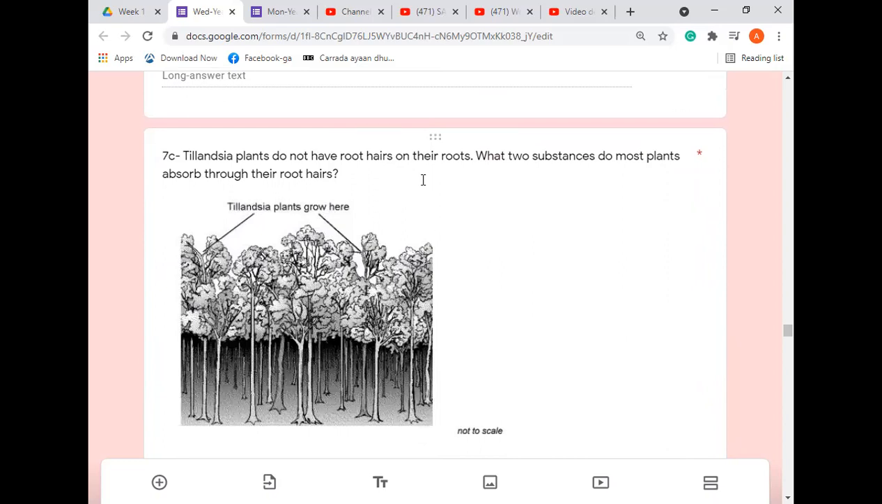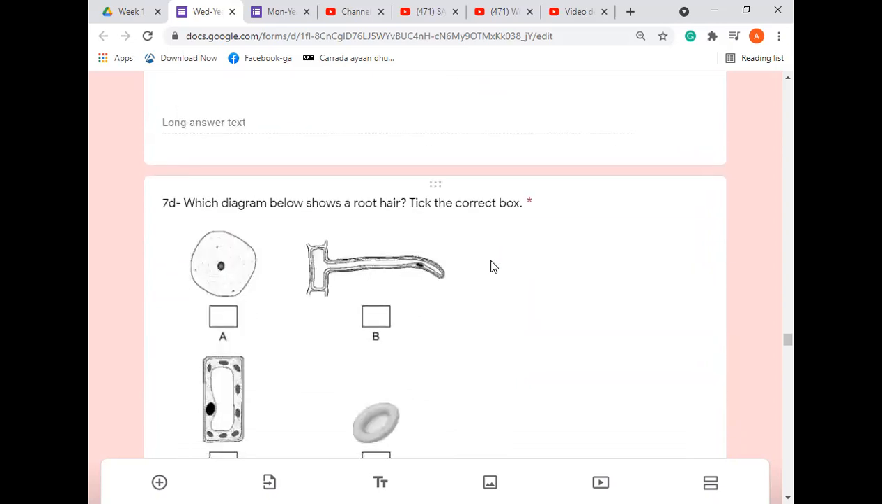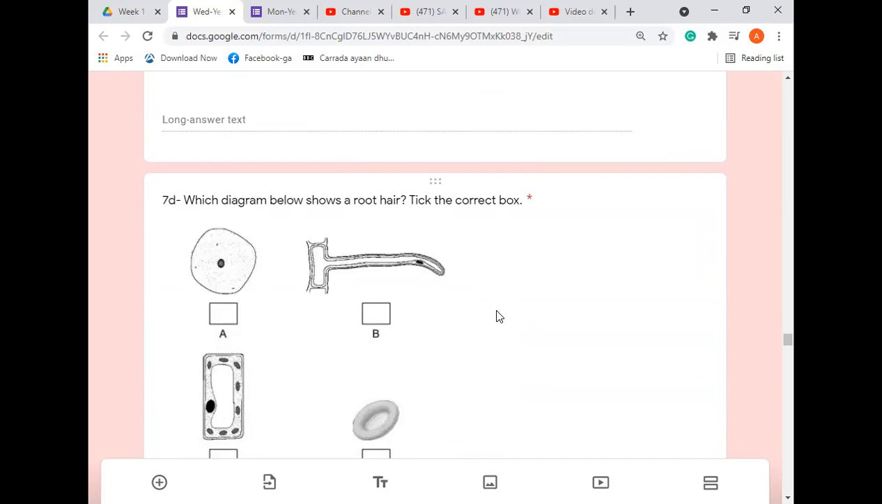And the second question, question 7c, said, Tallantia plants do not have root hairs on their roots. What two substances do most plants absorb through their root hairs? Question 7d, which diagram below shows a root hair? Tick the correct box.